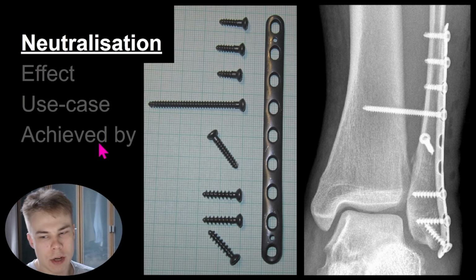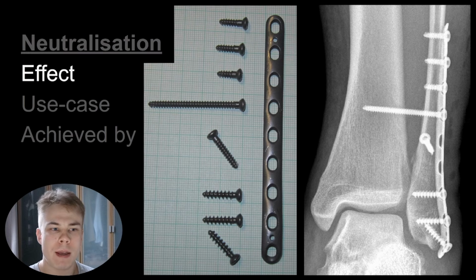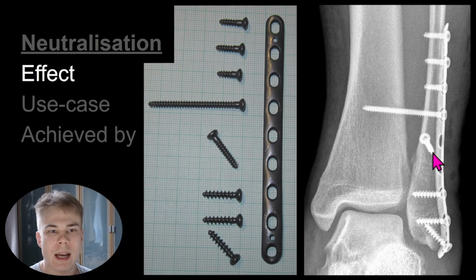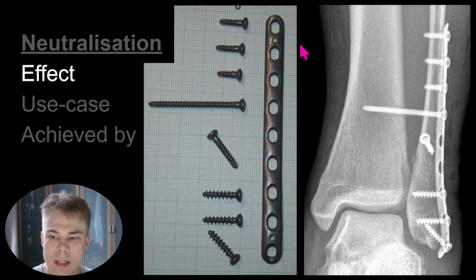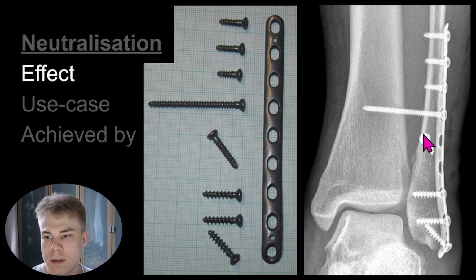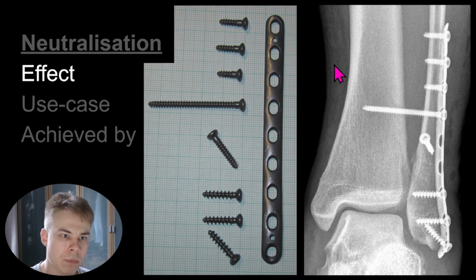So a neutralization plate is one where you have a primary fracture fixation device, which in this circumstance is this screw right here. And you have a plate going across as well. So this is an AP radiograph or a PA radiograph of someone's left ankle, and there's a Weber B fracture that has been fixed with a screw in lag mode and a neutralization plate.